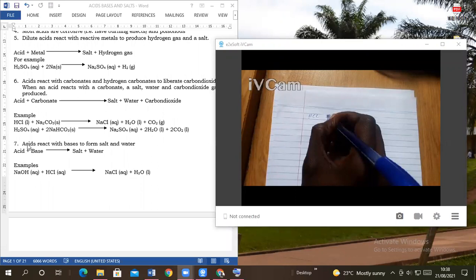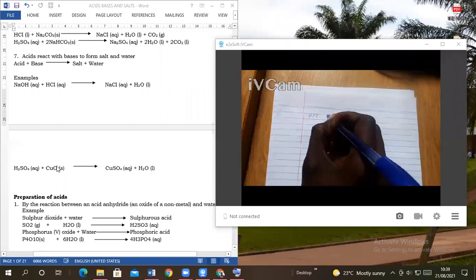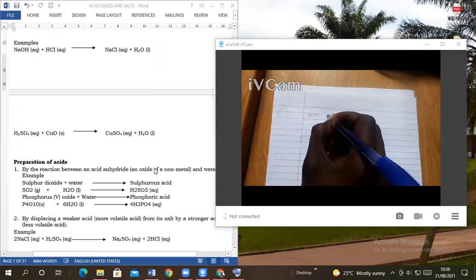Acids react with bases to form salt and water also. An example of a base is sodium hydroxide, which you react with hydrochloric acid. All this must be in aqueous states because solids don't react, apart from a few. So here, sodium chloride is a salt formed because sodium is more reactive than hydrogen, takes away what chlorine has, and you get sodium chloride and then water at the end of the day. Sulfuric acid with copper also behaves the same way.